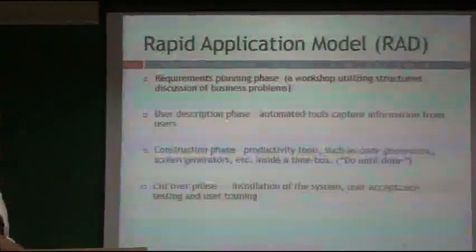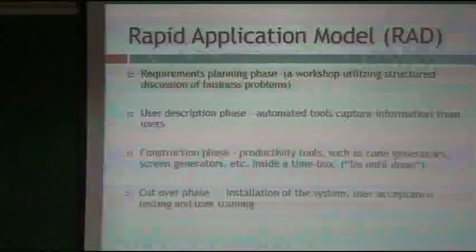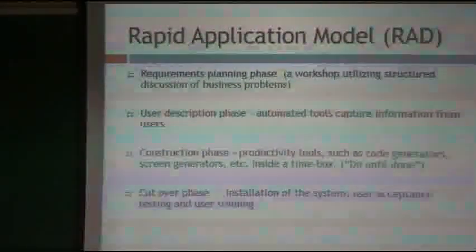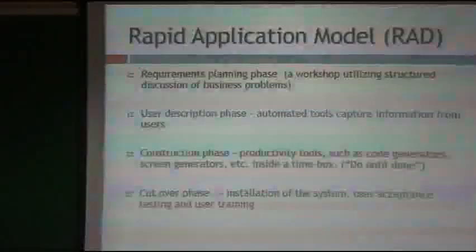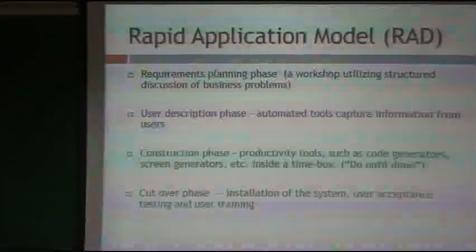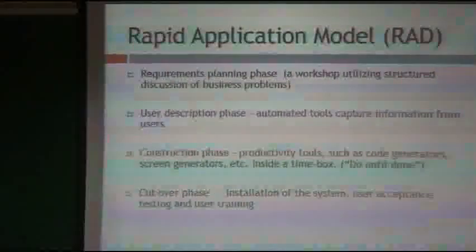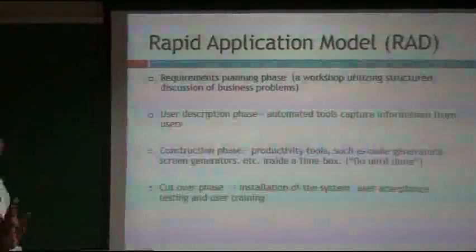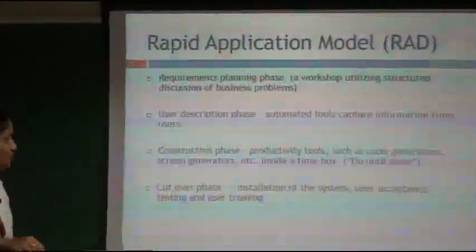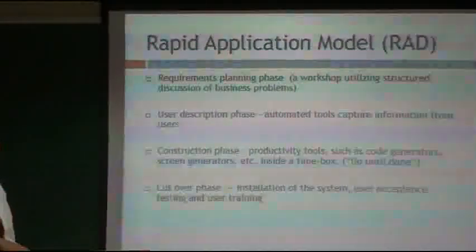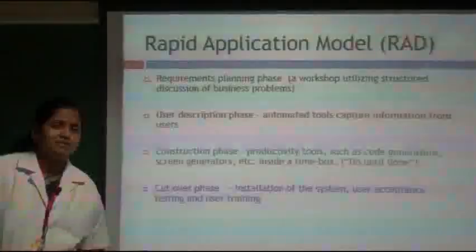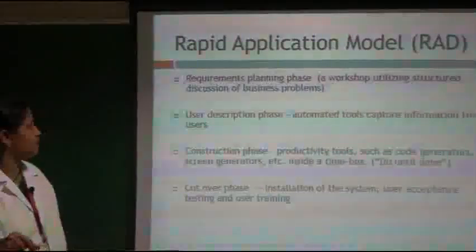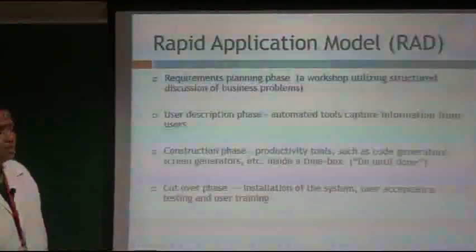Okay, next model is the rapid application model. Here everything is developed in terms of phases. There are 4 phases. One is the requirement planning phase, second is the user description phase, third is the construction phase, and the final one is the cutover phase. What is happening in each phase? In the requirement planning phase, the objective is collecting the requirements, analyzing and pre-writing them. Based on that, we can plan further. For that, it utilizes structured discussion of the business problem. The mode of collecting information is different, interactive. In this phase, a kind of workshop is structured to discuss the business problem.